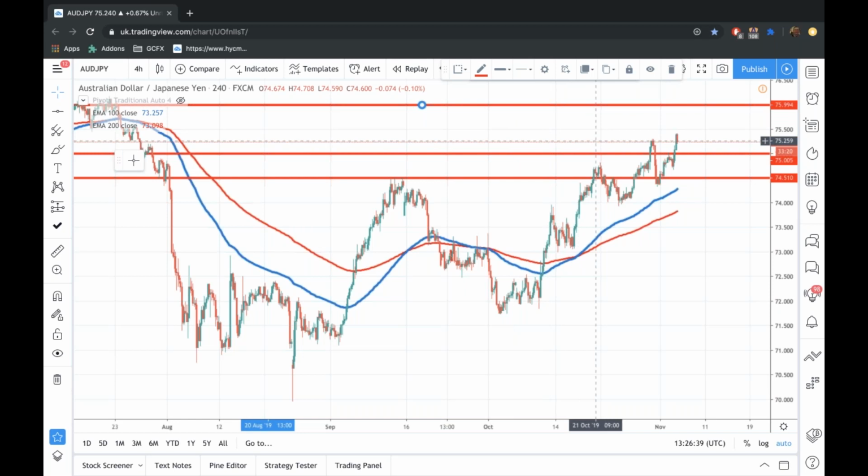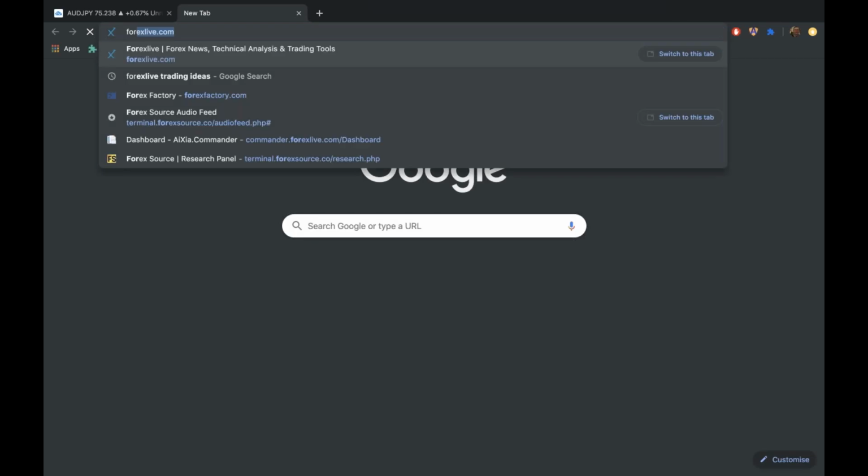So price is just retracing back a little bit, which it tends to do in between sessions anyway, particularly as London closes and US opens. But there is some key data ahead. So looking ahead, let's just go to Forex Factory.